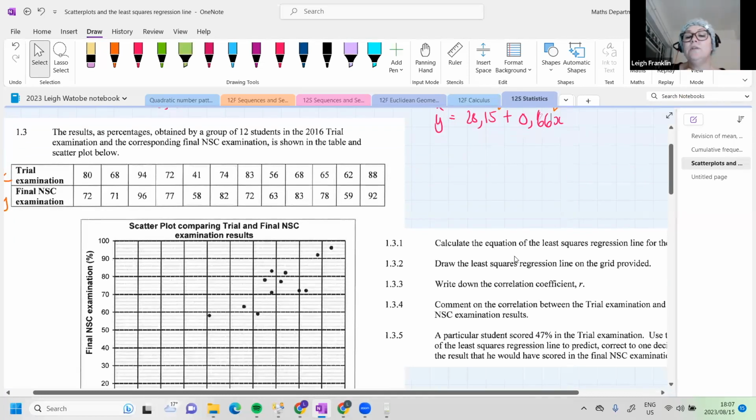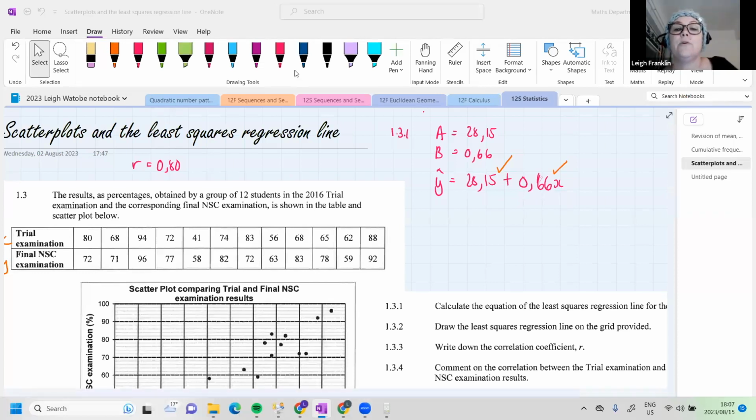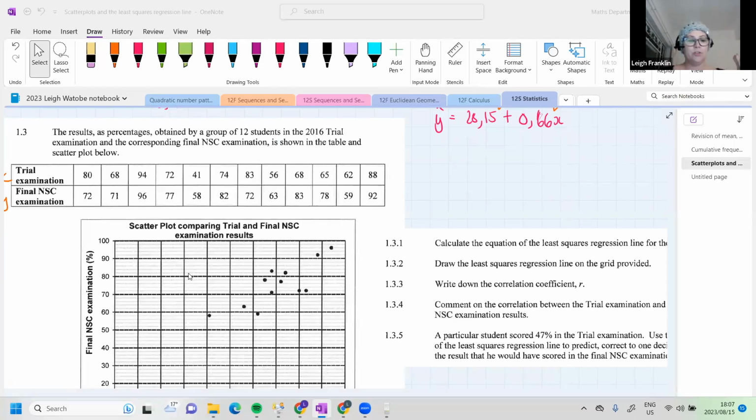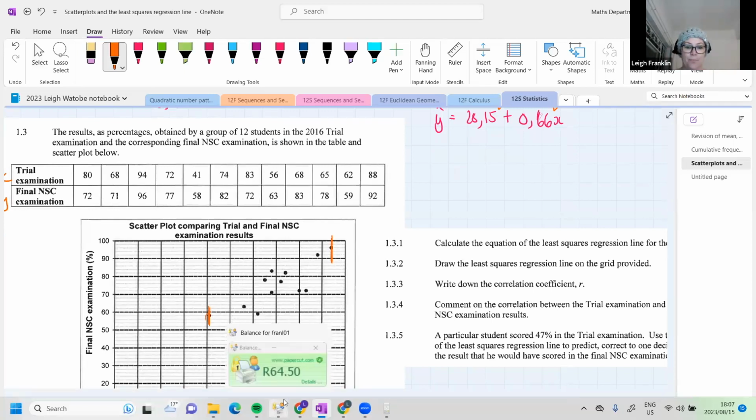Okay. So if they want us to draw the equation of the least squares regression line on the grid provided, the best way for us to do it is as follows. We use the least squares regression line to actually calculate values. What's important is that our least squares regression line cannot go past the smallest number in our data set, and it cannot go past the biggest number in our data set. In other words, it cannot go past this value over here, and it cannot go past that value over there.